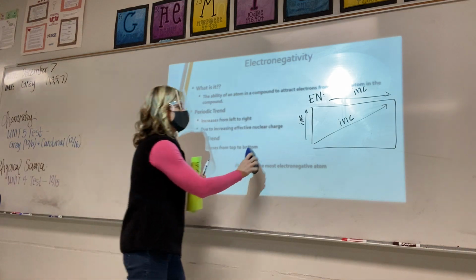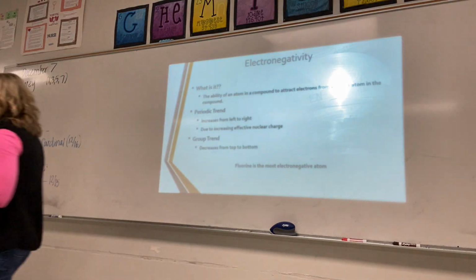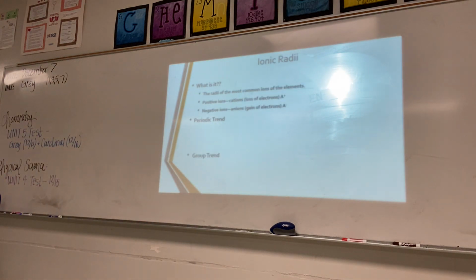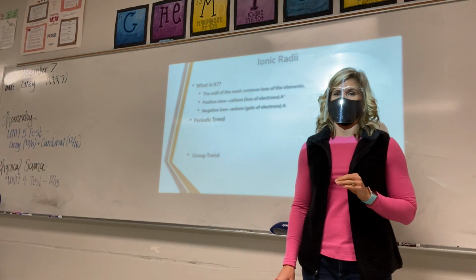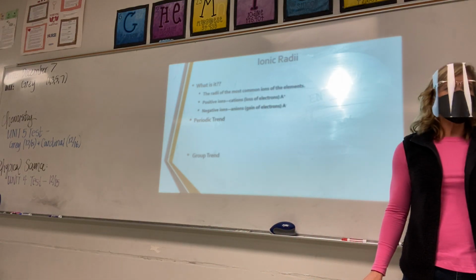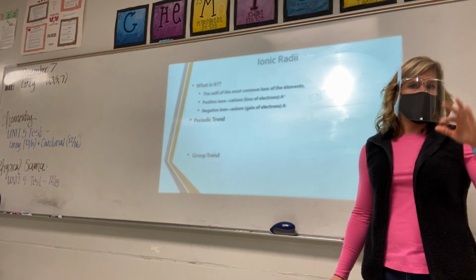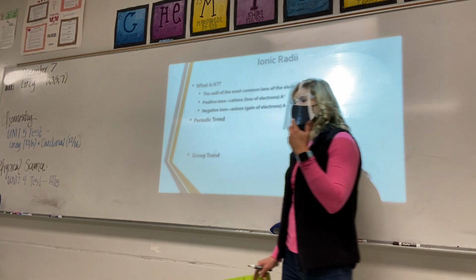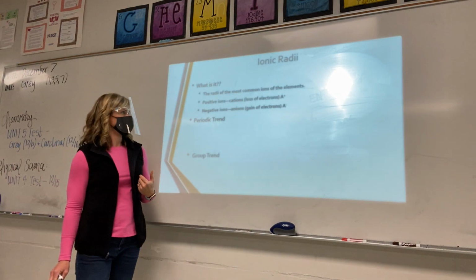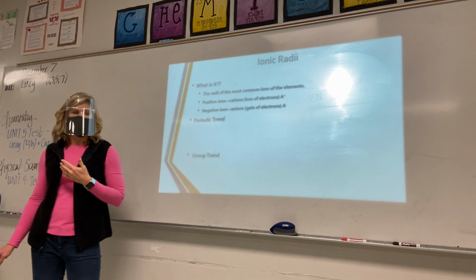All right, we're going to do one more trend. And that's called ionic radii. So we talked about atomic radius. That was when we had a neutral atom. So now we're going to see, well, what happens to the radius when we create an ion? If you remember, an ion was an atom with a positive or negative charge. Well, now we're going to specify what a positive ion is or a negative ion. So positive ions are called cations.